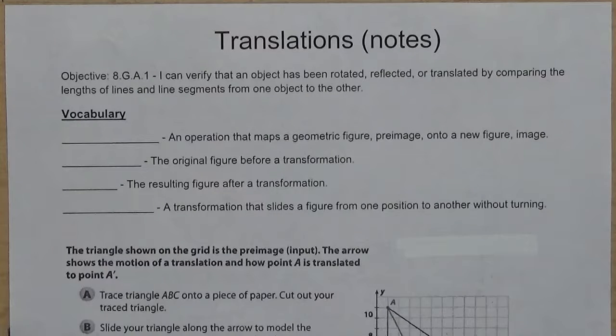We're taking a look at a lesson here on what's called translations. The objective today is I can verify that an object has been rotated, reflected, or translated by comparing the lengths of lines and line segments from one object to the other. So that'll make more sense here as we get into our vocabulary and steps in a minute.